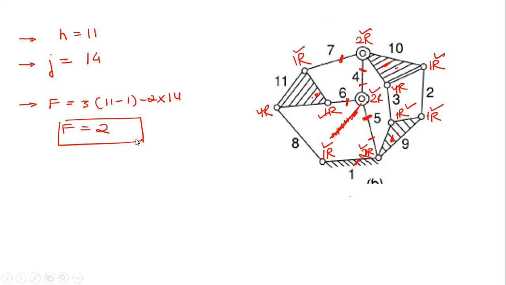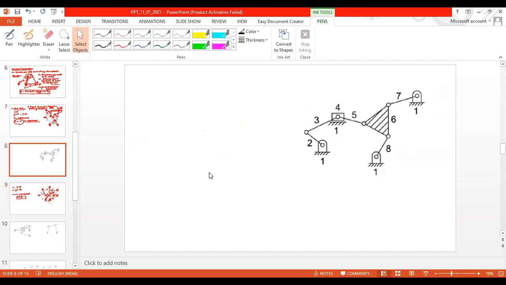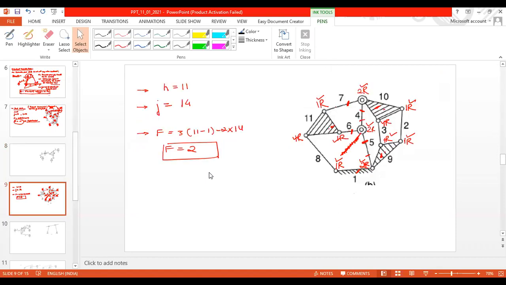So is it clear to all of you? Any doubt into this? Any doubt? No, sir. Okay. So now see here, I am uploading this PPT. So here some other diagrams are also there, right? So try to calculate the degree of freedom for all these mechanisms. So yourself try to identify and calculate the degree of freedom of this mechanism. Then we will be discussing in the next session.